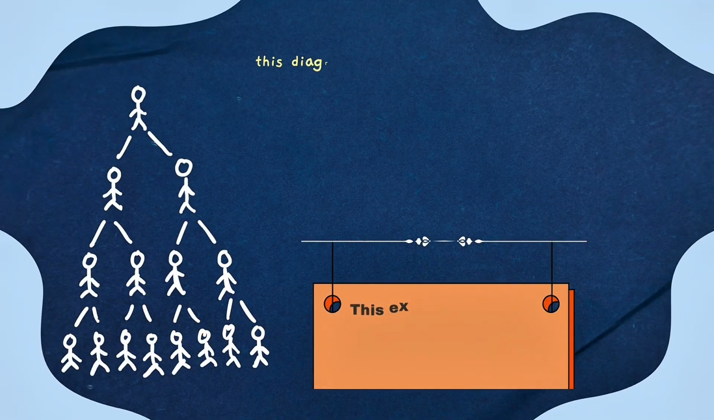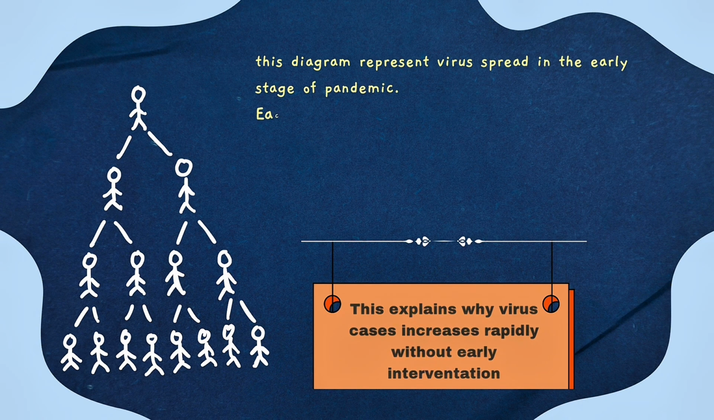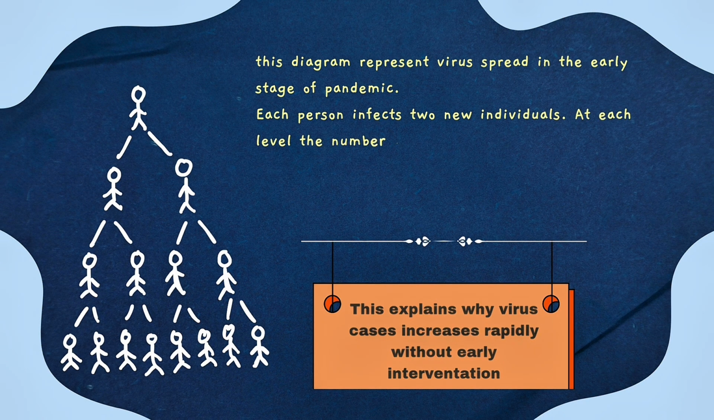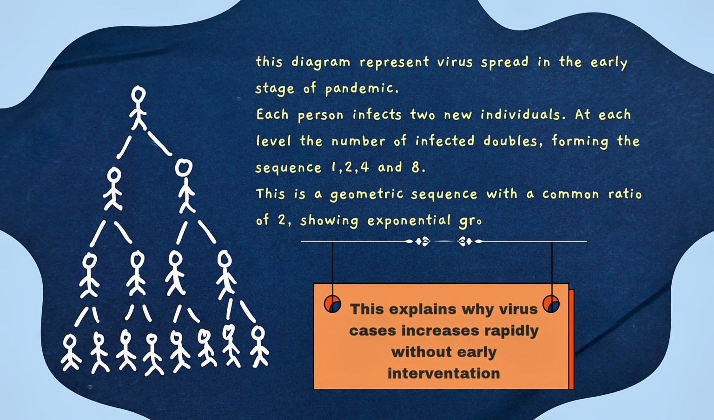For this slide, I want you to imagine how a virus spreads at the very beginning of a pandemic. We start with just one infected person at the top. That person doesn't just stay alone, they pass the virus to 2 other people. Now, here's when it becomes serious. Each of those people then infects 2 more, and this process keeps repeating. So the number of infected people goes from 1 to 2, then 4, and then 8. In mathematics, this pattern is called a geometric sequence, where the common ratio is 2. What this tells us is that the growth isn't linear, it's exponential.